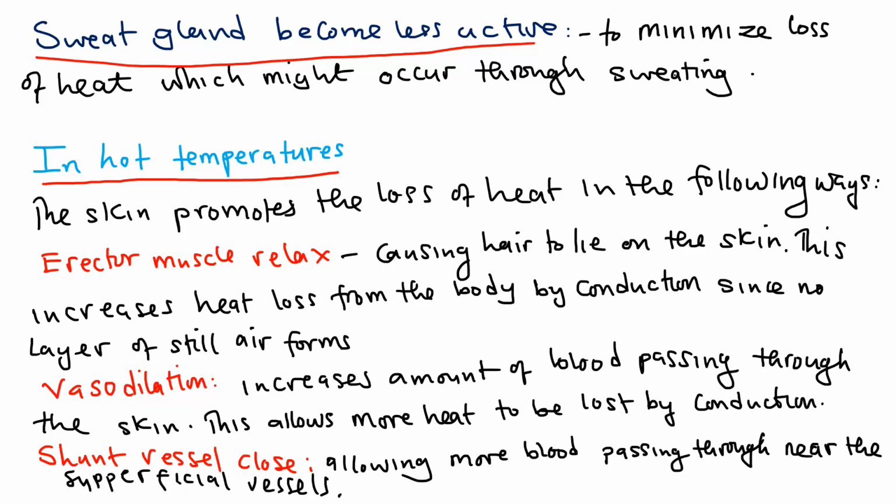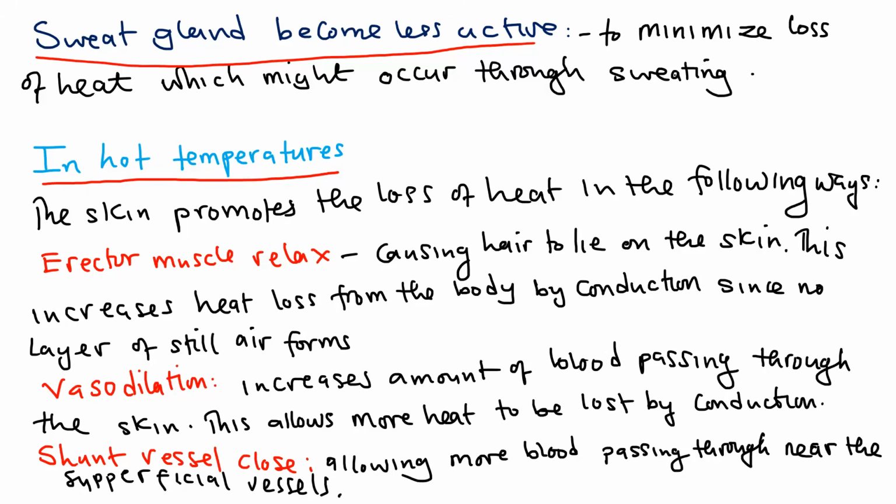Otherwise, let us proceed to look at now what happens in the hot temperature. So still looking at the mechanism of thermoregulation. When it is hot, the skin promotes loss of heat in the body. When it is hot, the body needs to lose heat. And of course, the skin promotes the loss of heat in the following ways.